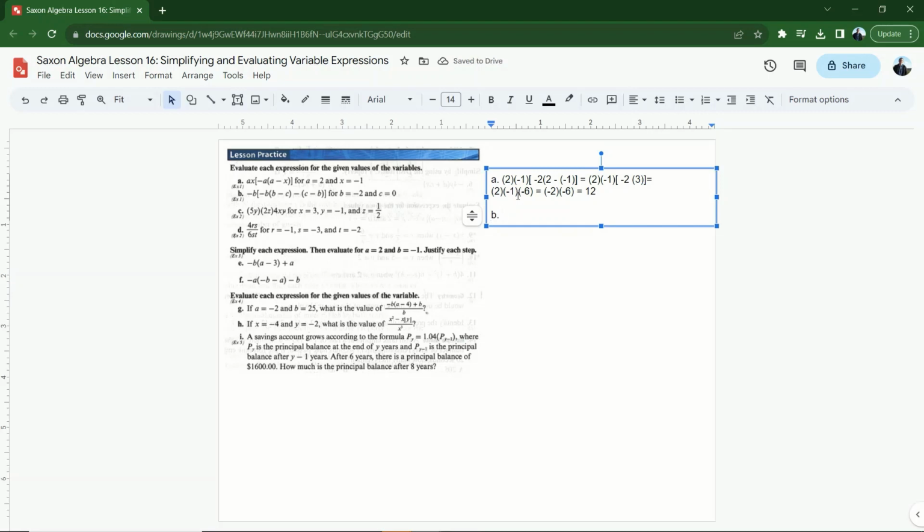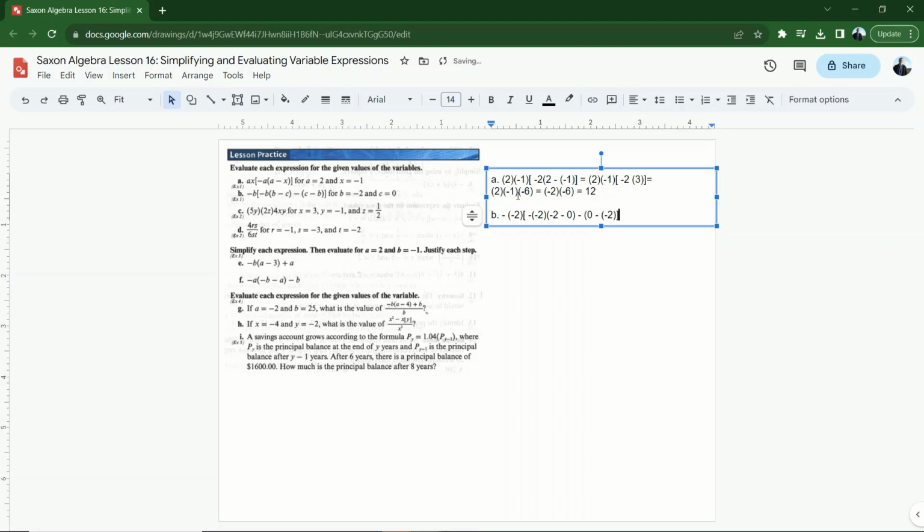Letter B, same thing. I'm going to rewrite the problem, but right away I'm just going to plug in my values. So it's going to be negative 2, and then in a bracket, times negative 2 minus 0. I almost don't even have to write that because I know what negative 2 minus 0 is going to become, but for the sake of being thorough, I'll leave it in there. And then minus, and then in parentheses again, 0 minus negative 2.